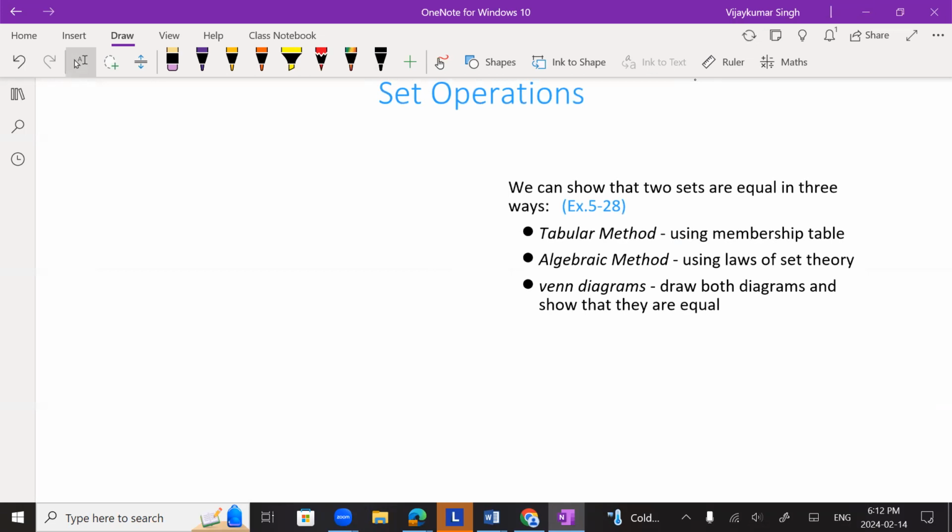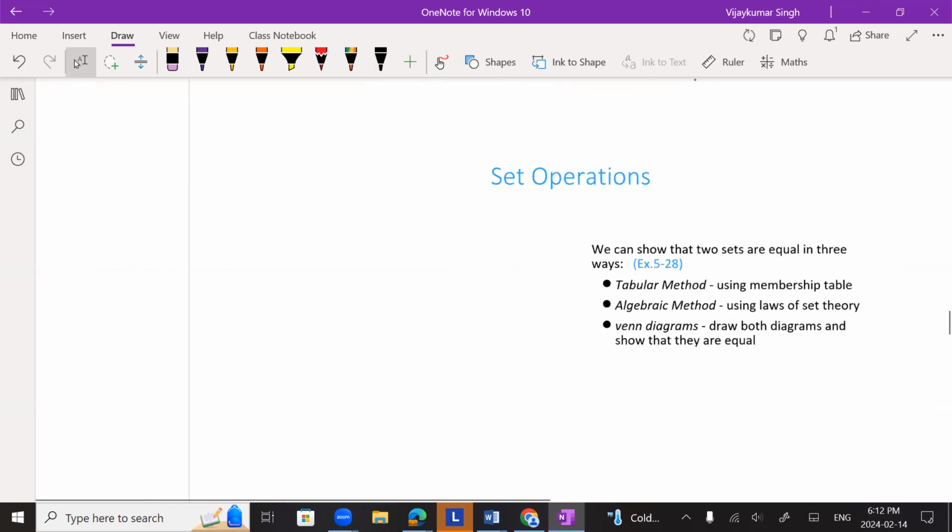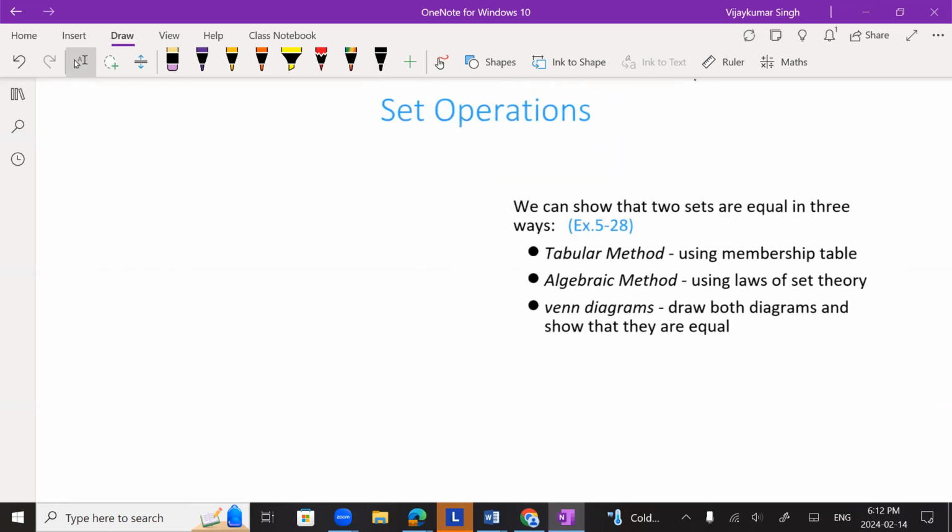Now, two sets can be shown to be equal in how many ways? These are the ways we can show. One is a tabular method, where you have a membership table. We'll look at some examples, all right? One is the algebraic method using laws of set theory. Like you have laws of logic, all those laws of logic have an equivalent set theory setup, okay?